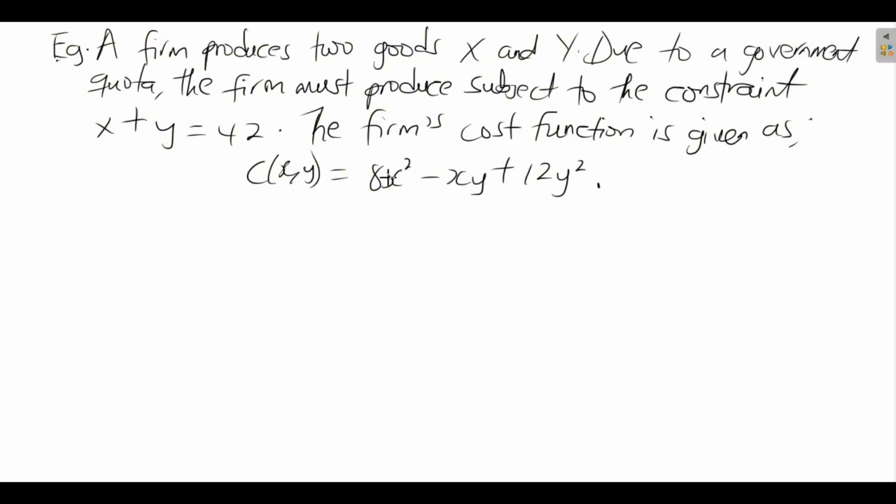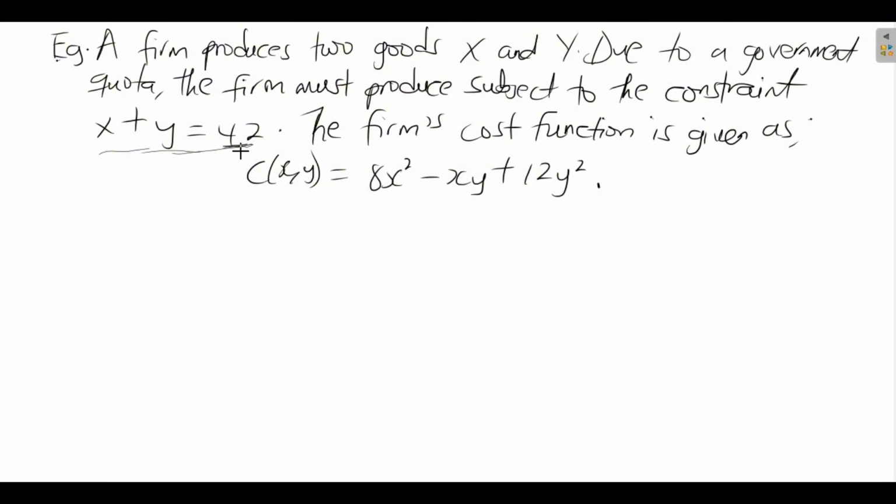The firm's cost function is given as c of x, y, which is equal to 8x squared minus xy plus 12y squared. So here you can see that we are given a budget constraint. It just tells us how many possible allocations of x and y, or the production of x and y, we have to produce such that we meet this limit. When we combine the various combinations of good x and good y, we should produce only 42 units.